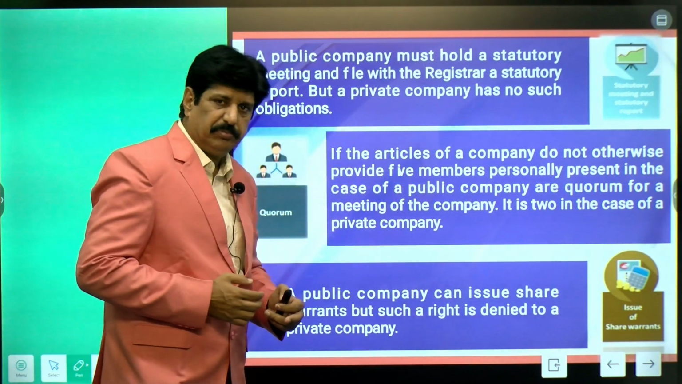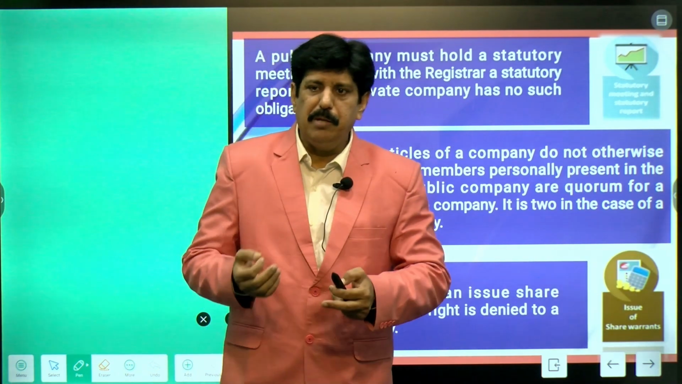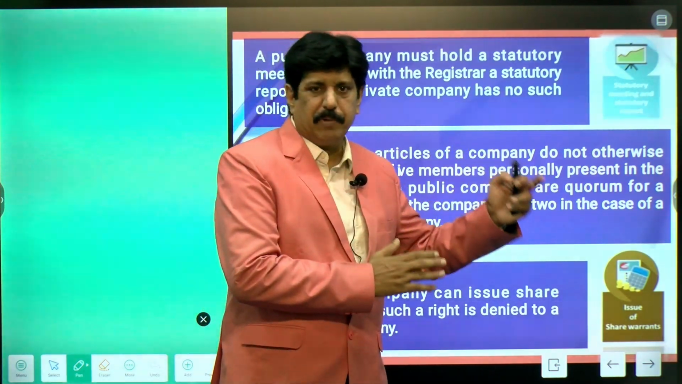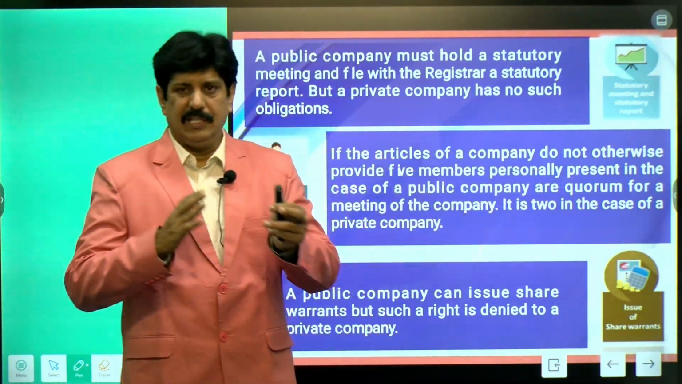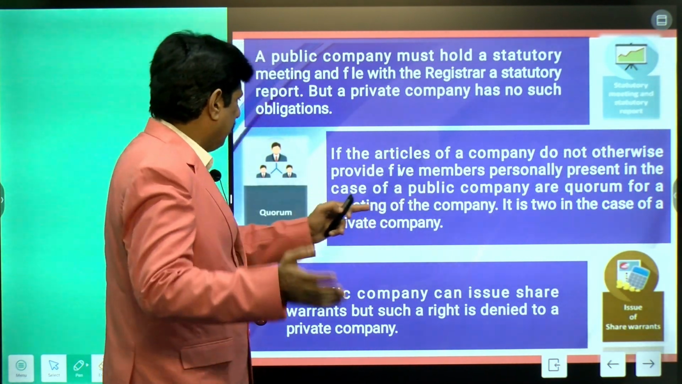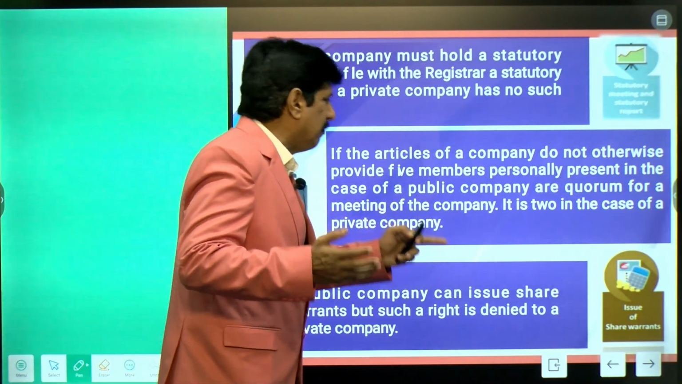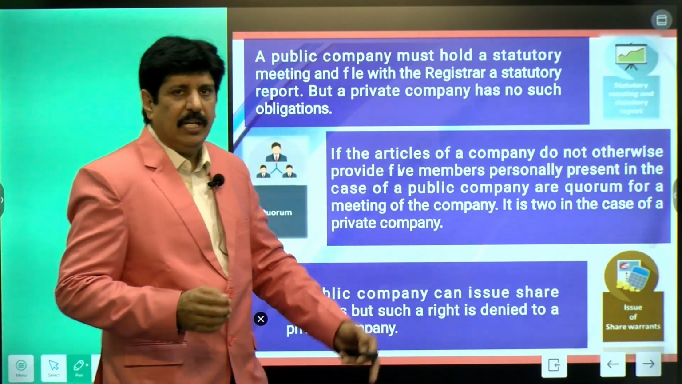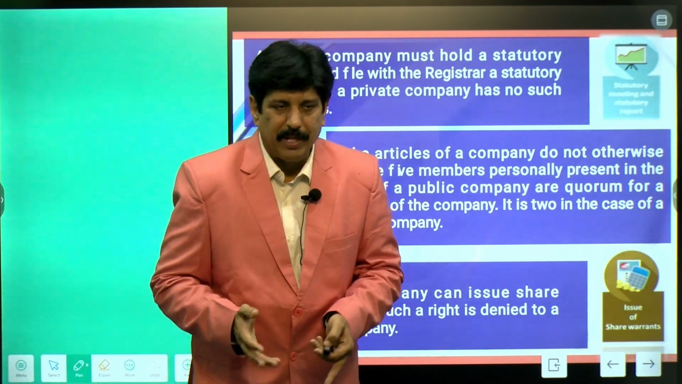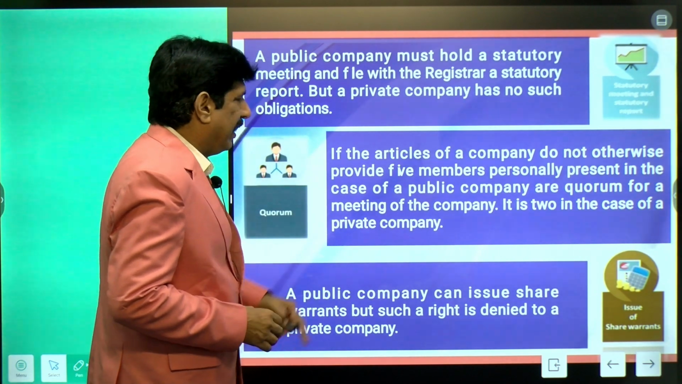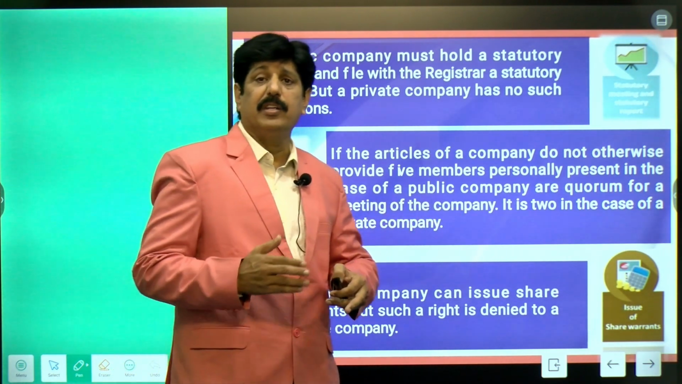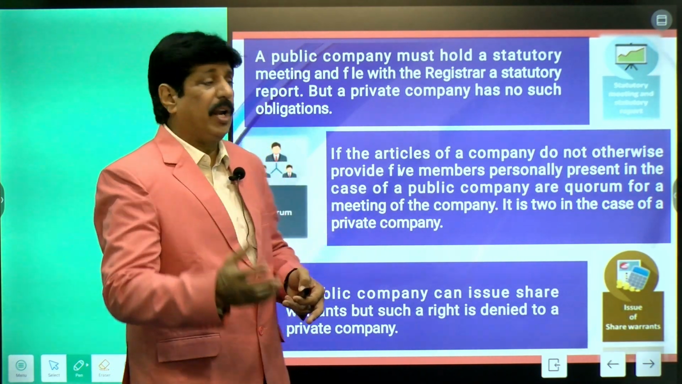Coming to the quorum. Here the quorum means the minimum number required for conducting the meetings. For a public company, there is a separate quorum restriction. For a private company, there is a separate restriction. Just observe that if the articles of a company do not otherwise provide, 5 members personally present are required in the case of a public company as the minimum number for conducting the meeting proceedings. In the case of a private company, 2 members are enough for continuing the proceedings. That is called a quorum.